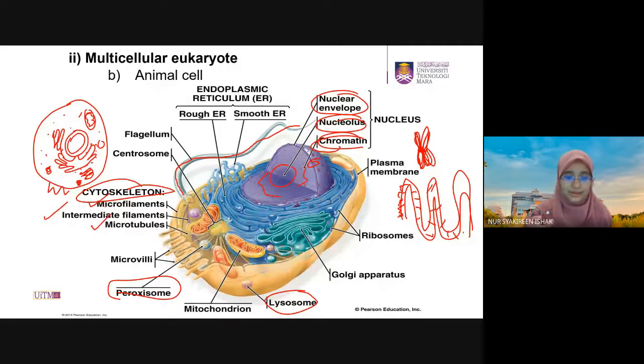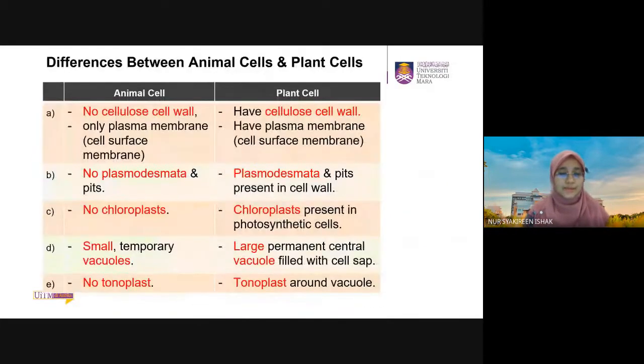One of the functions, as I mentioned, sama je macam plant cell tu, is to anchor organelle within the cell, or it functions as a track for organelle to move from one place to another place within the cell. Okay, so from this table, as you can see, it shows you the difference between animal cell and plant cell.